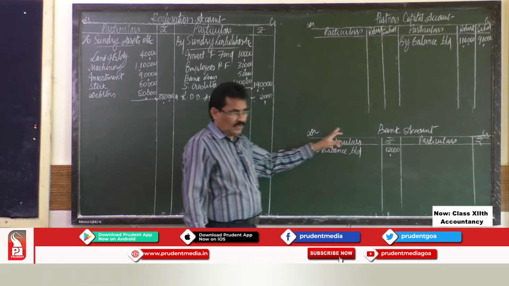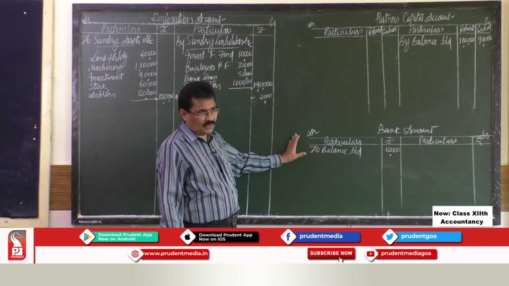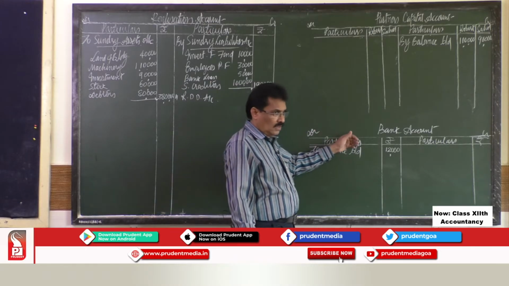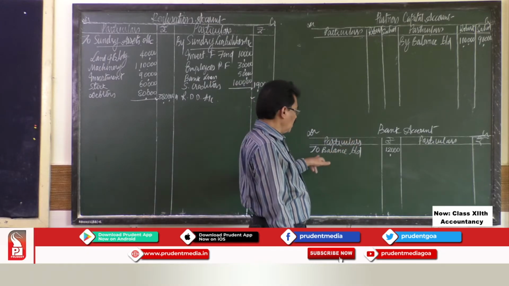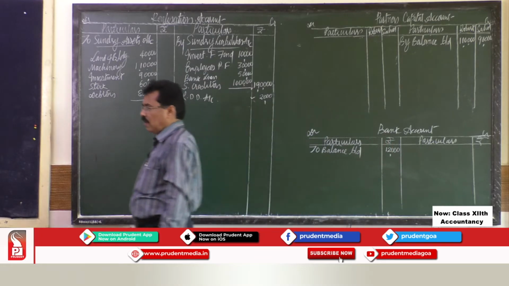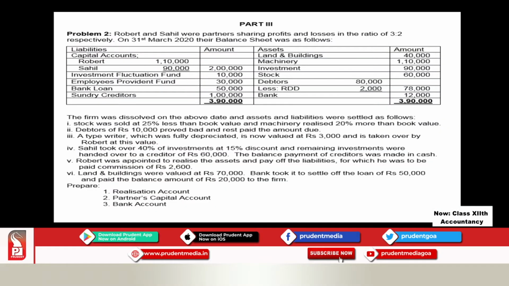Then partners' capital is an internal liability, so we have to transfer that capital balance to the partners' capital account. Then bank is an asset and it is in liquid form. So we are not going to realize it because it is already in liquid form. So we have to write it as balance brought down. Now, let us move to the adjustments.